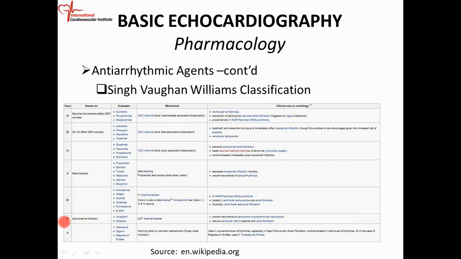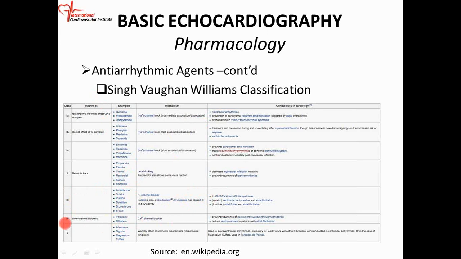Your class 4 antiarrhythmics, in the Vaughan Williams classification, class 4 is your calcium channel blockers, which includes your verapamil and your diltiazem. We give verapamil and diltiazem in patients who have atrial fibrillation, atrial flutter, to slow the ventricular response. Okay, these medications will slow the ventricular response. They act on the AV node, and slow the amount of impulses going to the ventricle.